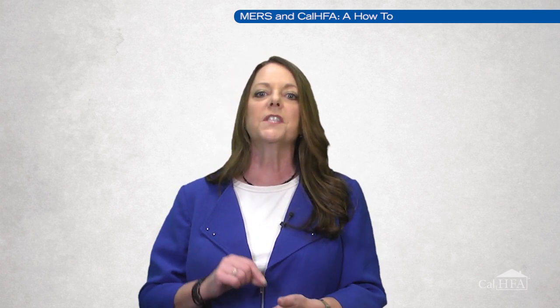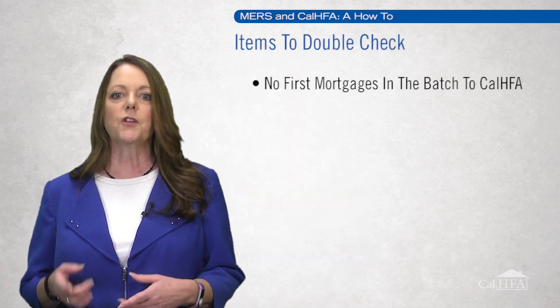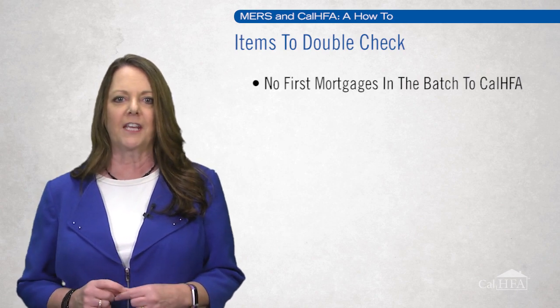When you start the transfer process in MERS, the system allows you to create a batch of loans, meaning any loan that is already purchased by CalHFA, so not the first loans, can be added to the transfer process all at once. If you click on the individual MIN numbers that you've added to the batch, you'll be able to see how the loan was registered. Use this to determine if the information is correct before you do the transfer. Double check there's no first mortgages in the batch to CalHFA.